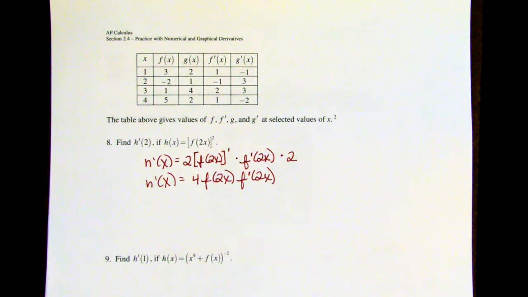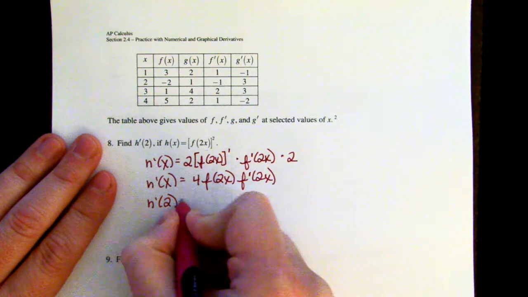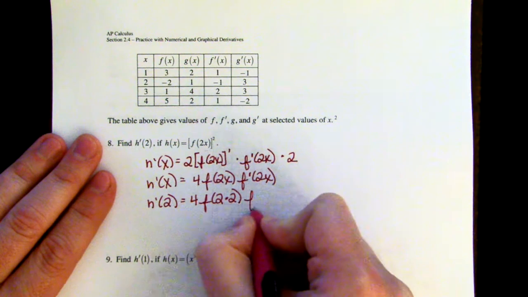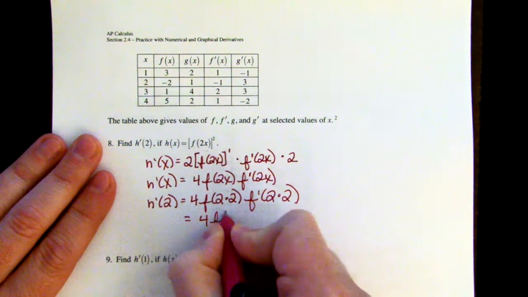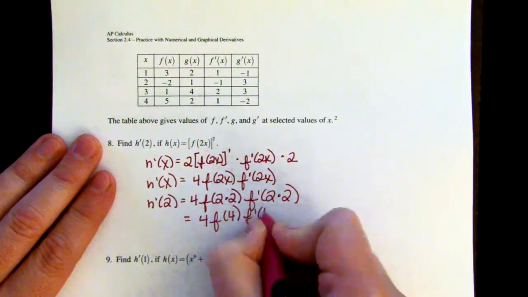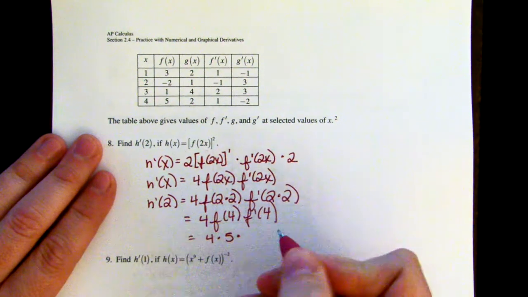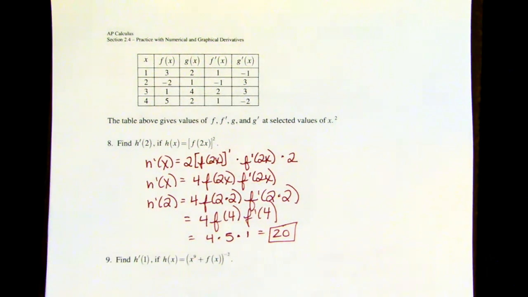See if you can now plug in your 2 and get an answer for h prime of 2. f of 4 looks like 5. f prime of 4 looks like 1. We're going to get 20. One more.